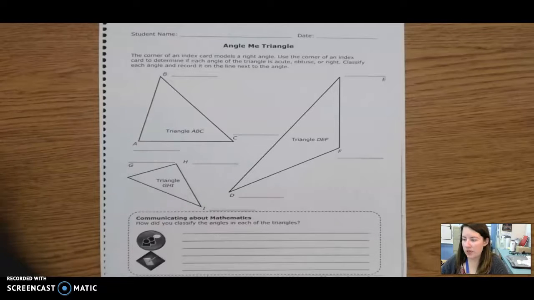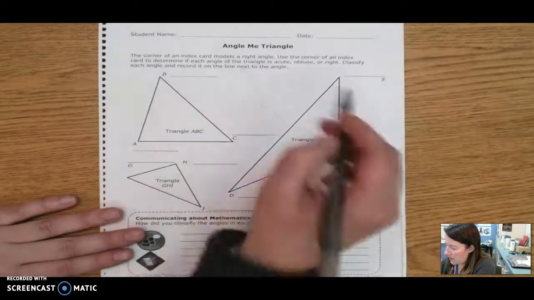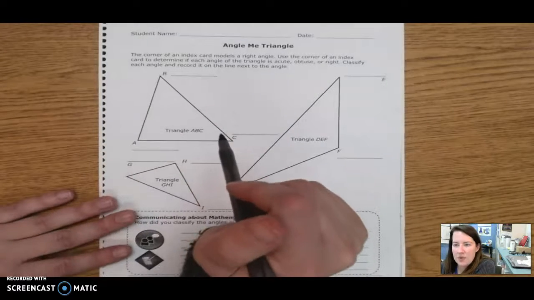We're gonna go over a little trick I taught you guys last Friday about the edge of an index card or any paper for that matter. So I'm gonna do this paper with you. So just kind of take a look at this and think with me for a minute.